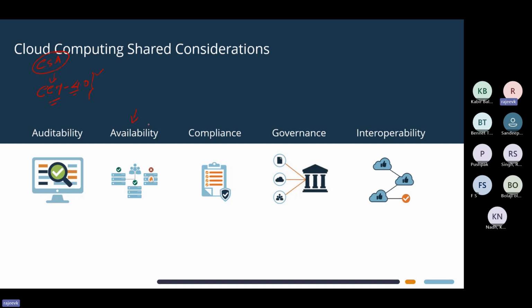Availability. Now, this is another concern you have as a customer, right? Availability simply defines how exactly I'm going to tackle it if there is any cloud service failure. Remember, if you have your own infrastructure, at that time you can manage availability on your own, right?